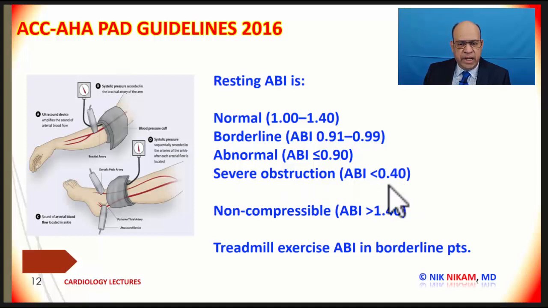arteries. However, in elderly patients with non-compressible vessels, the ankle brachial index may be greater than 1.4 and may pose some confusion in terms of identifying the presence of significant peripheral arterial disease, and we will talk about how we can get around this variation. In patients with a borderline ankle brachial index between 0.91 to 0.99, a treadmill exercise test can be done and ankle brachial index repeated to look for evidence of ischemia related to exertion.